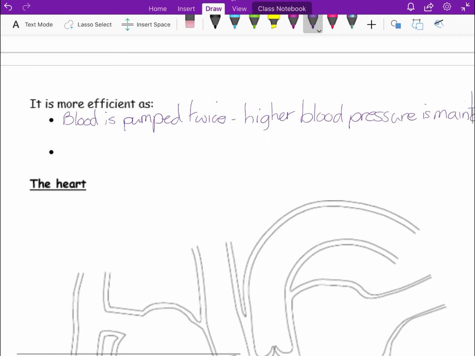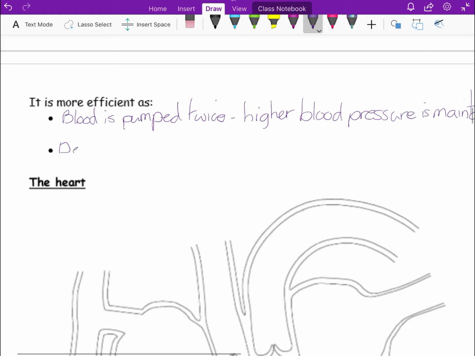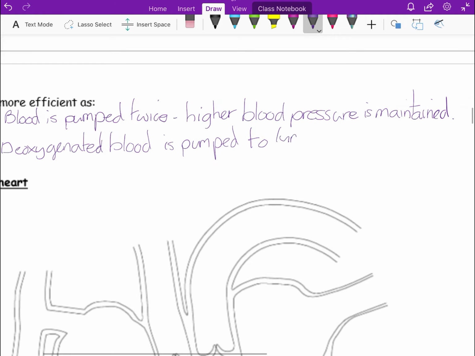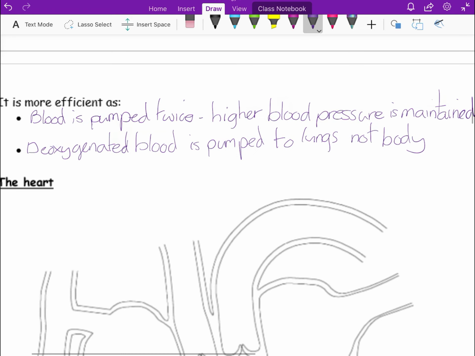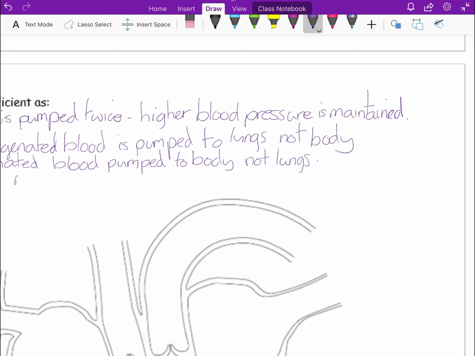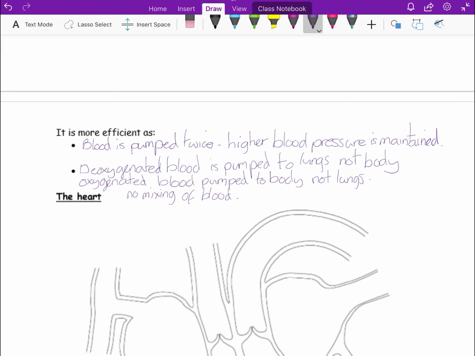What this also means is that oxygenated and deoxygenated blood are kept apart, which means that we never have a situation where deoxygenated blood is being pumped around the body. That would be a waste of energy, to be contracting the muscles to send deoxygenated blood around to the tissues of the body, because they need oxygen in order to respire. So deoxygenated blood is pumped to the lungs, not to the body, and oxygenated blood is pumped to the body and not to the lungs.